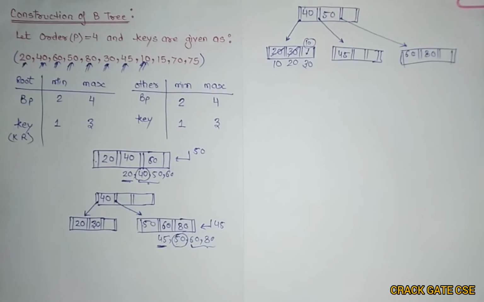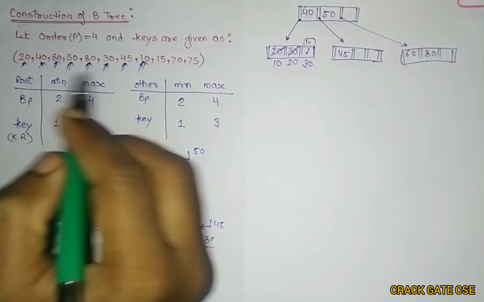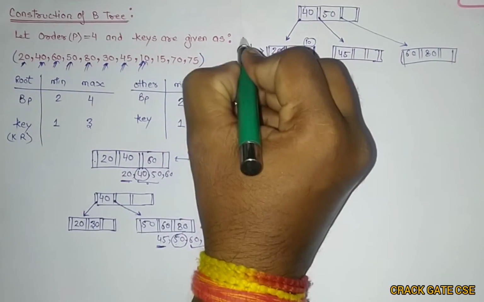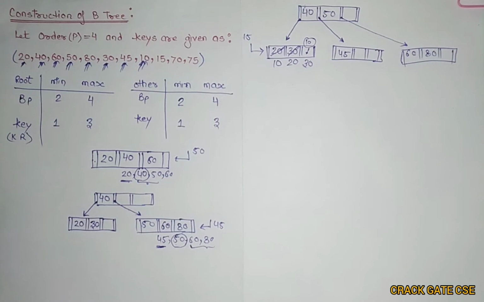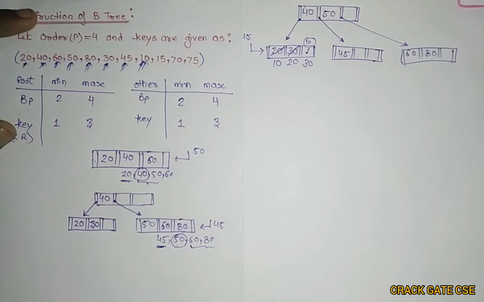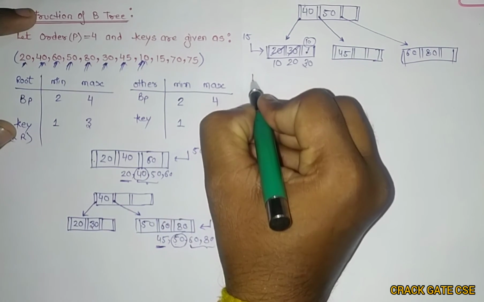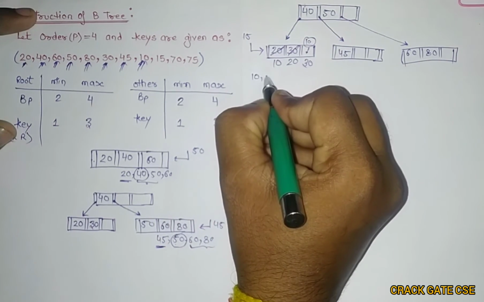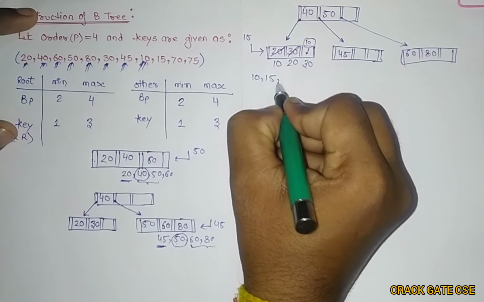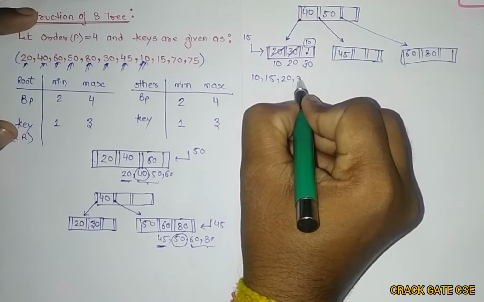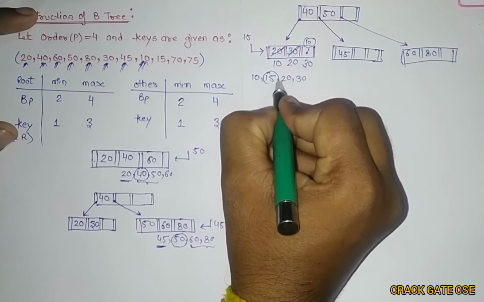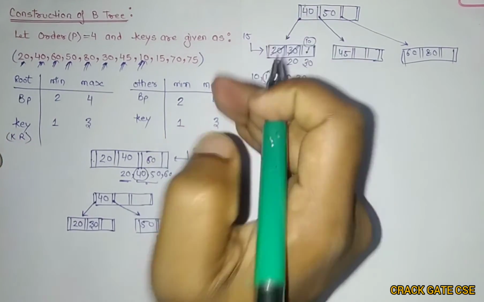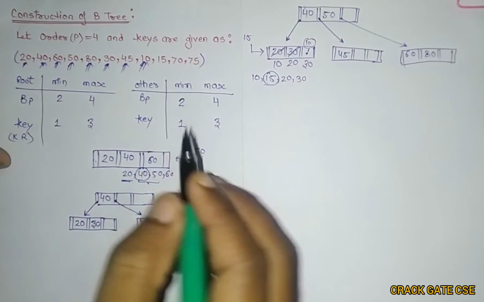So 10 got inserted. Now if you have to insert 15, 15 can be inserted here because it is less than 40, but there is no space available. So we have to again perform the node splitting operation. If I have to perform the node splitting operation, I have to arrange them in increasing order. That means 10, 15, 20 and 30 for this particular node. What is the middle value? 15 is the middle value. So this 15 is supposed to move upward because space is available.